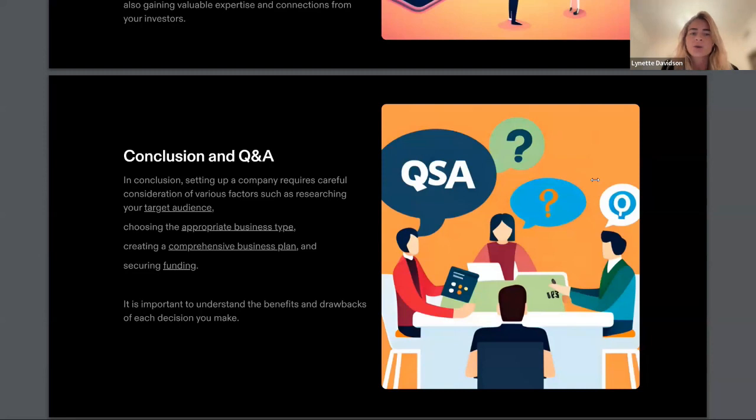Also create a very comprehensive business plan. It doesn't need to be a whole book. A couple of pages would be enough, or maybe only 2 pages to start off with. You can also ask other people with more knowledge to provide feedback on the business plan if you want, and to secure funding. And it's also important to understand the benefits and drawbacks of each decision you make. I also recommend you discuss your business type, the business structure you're thinking of, with a lawyer and a tax advisor to check what is most beneficial in your case.